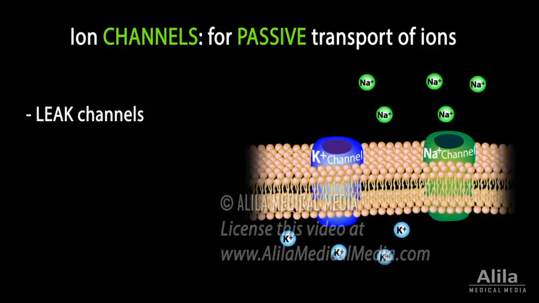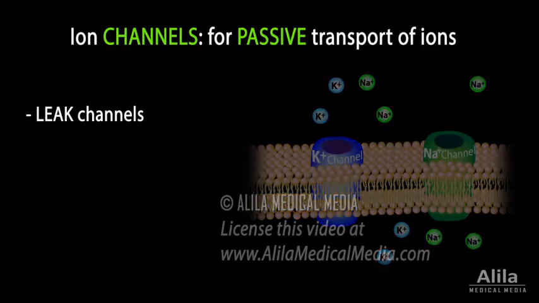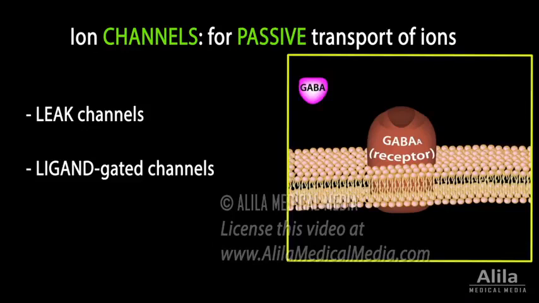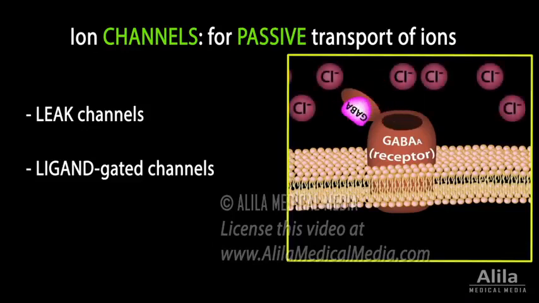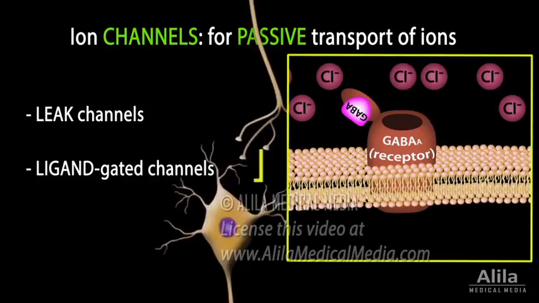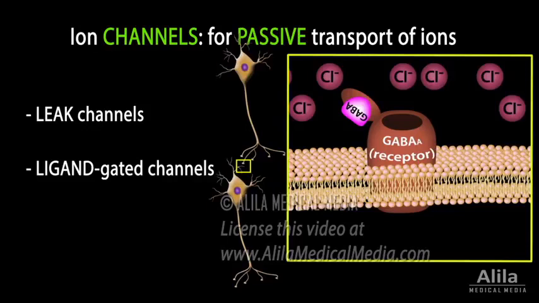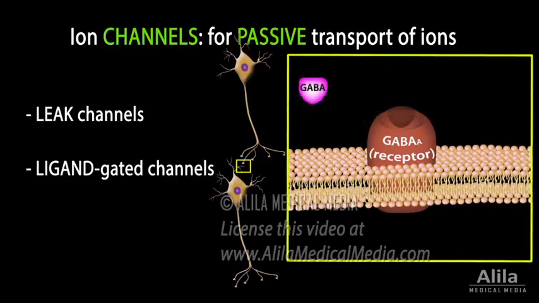These channels are almost always open, allowing more or less steady flow of ions. Examples are potassium and sodium leak channels in neurons. Ligand-gated ion channels open upon binding of a ligand. They are most commonly found at synapses, where neurons communicate via chemical messages, or neurotransmitters. An example is the GABA receptor, a chloride channel located on postsynaptic neurons.